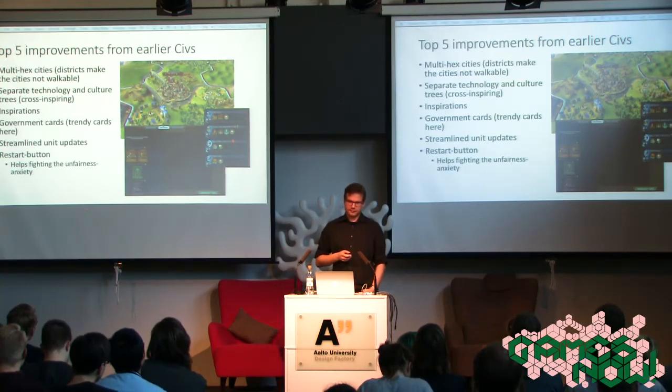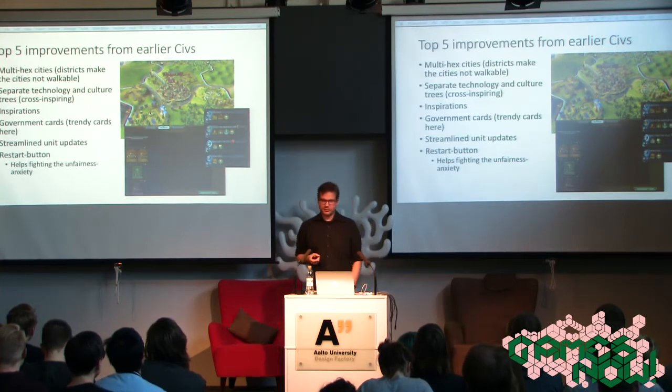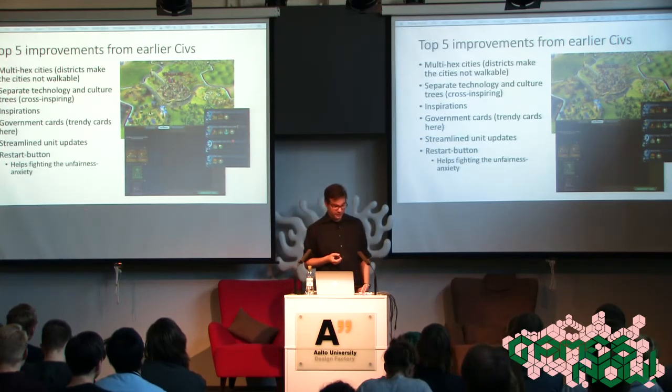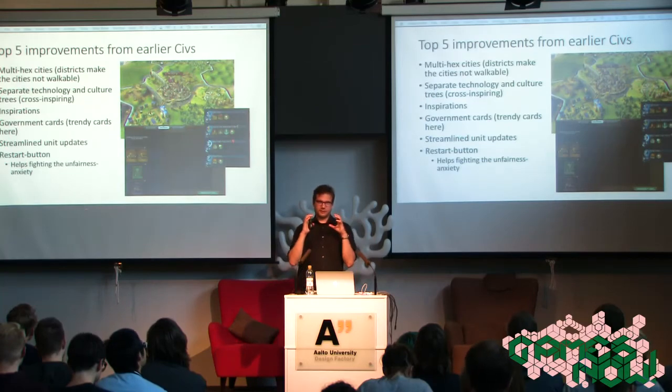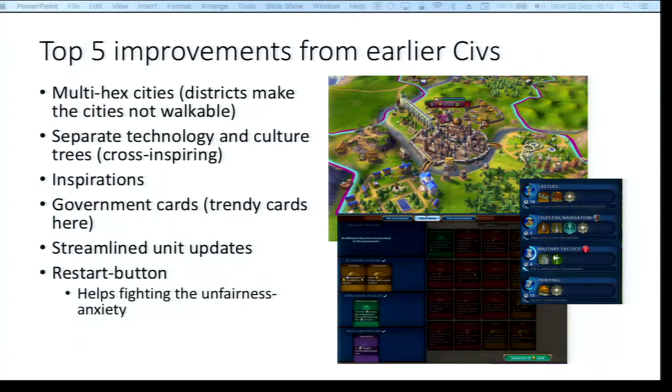Here are my picks for the top 5 improvements from earlier Civilization games. The first is multi-hex cities. In the beginning, there were squares, and you could fit your city in one square, and if it had one guy living there or 1 million guys living there, it was still one hex, and you could fit all the world wonders and everything into one square or hex.